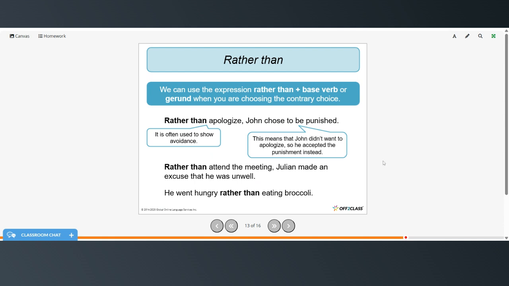We can use the expression rather than plus the base verb or gerund when you are choosing the contrary choice. Rather than apologize, John chose to be punished. So it's often used to show avoidance. It means that John didn't want to apologize, so he accepted the punishment instead. Rather than attend the meeting, Julian made an excuse that he was unwell. He went hungry rather than eating broccoli.